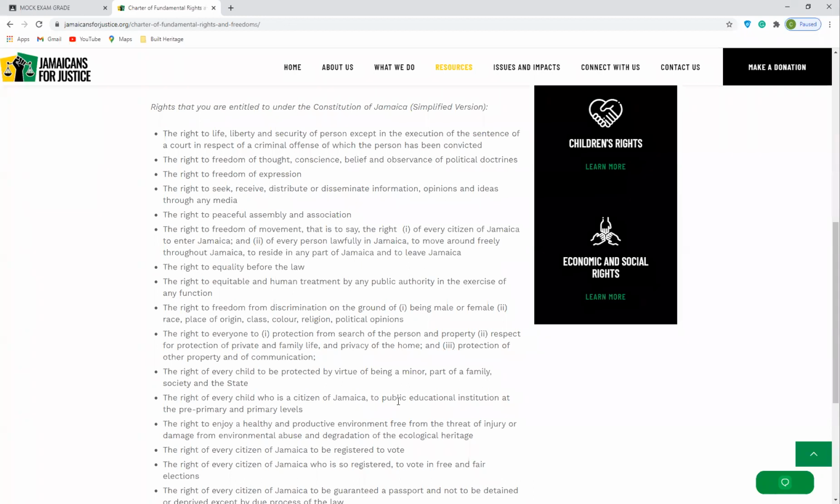and primary levels. The right, one second, Elliot. I find that this is problematic. Anybody see anything that is problematic with this constitutional right?